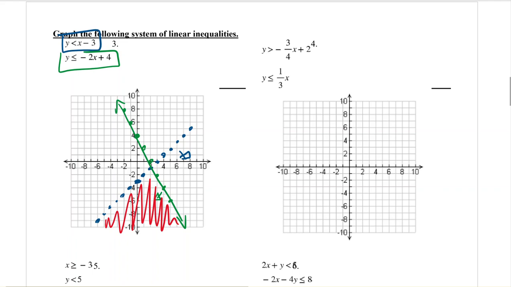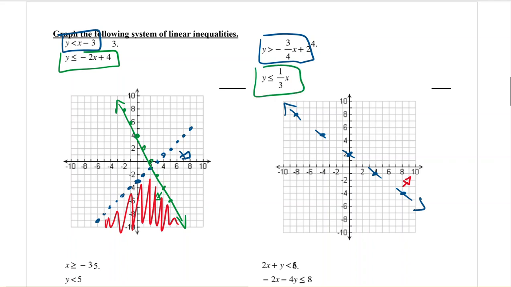Our next equation, y-intercept is at 2, slope is down 3, right 4, down 3 and right 4, up 3 and left 4, dashed line. We're going to shade, it's eating the y, so we'd shade on top.